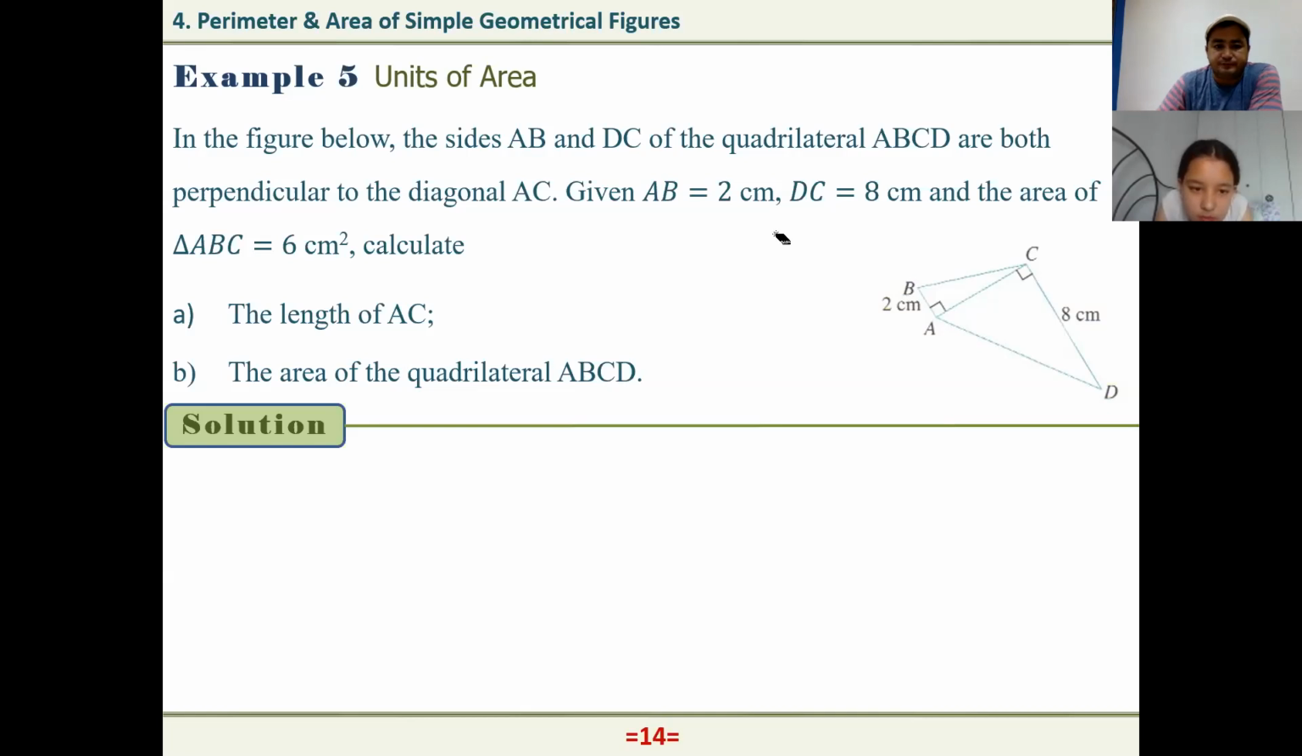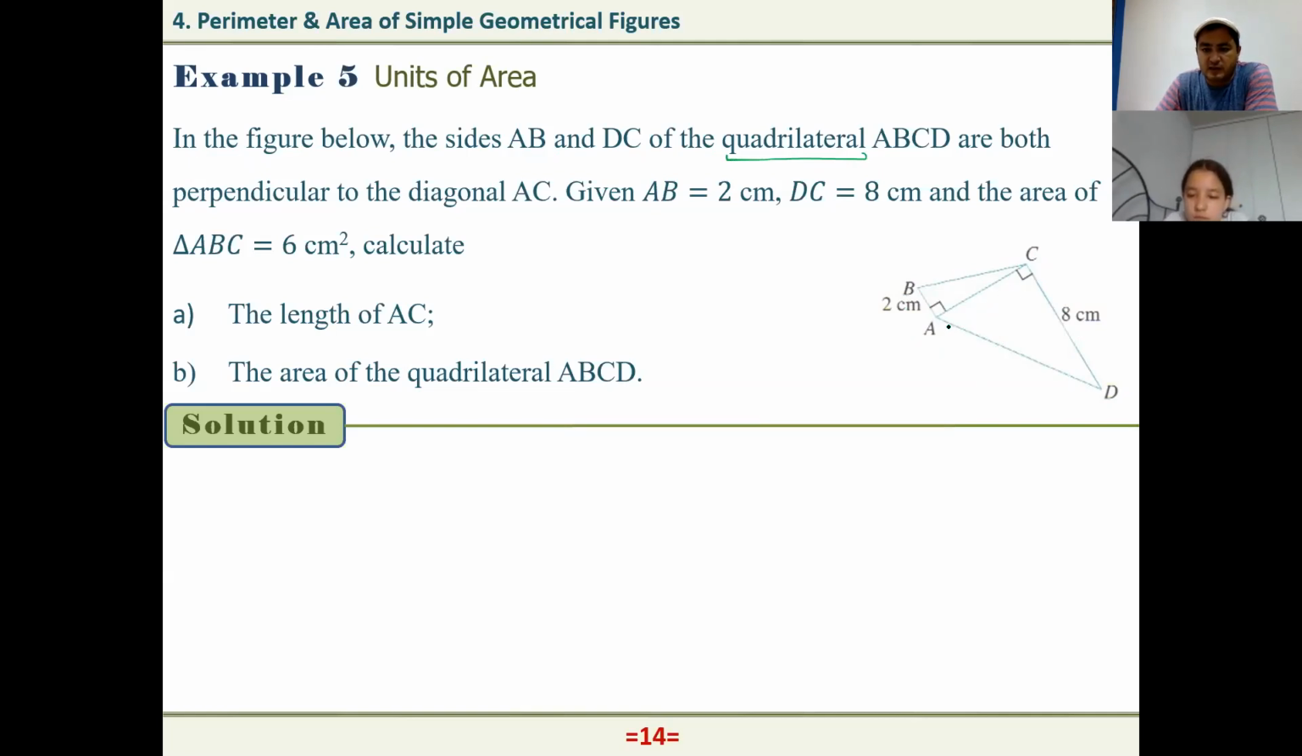Another example. In the figure below, we are talking about this figure, the sides AB and DC of the quadrilateral ABCD. What is it? It is a quadrilateral because it has 4 sides, right? Both are perpendicular to the diagonal AC. So that is the diagonal AC.